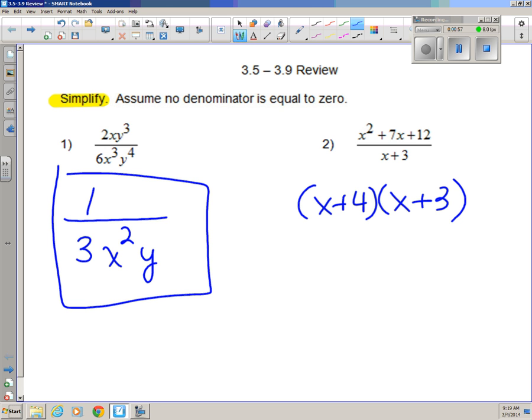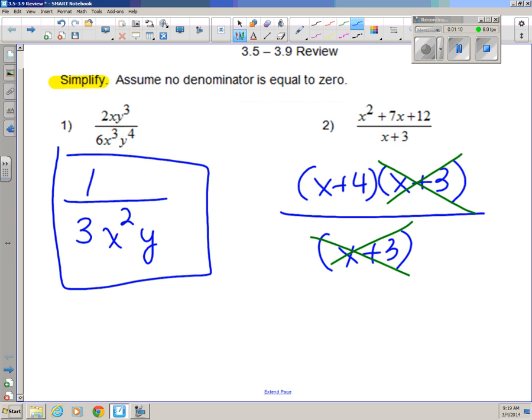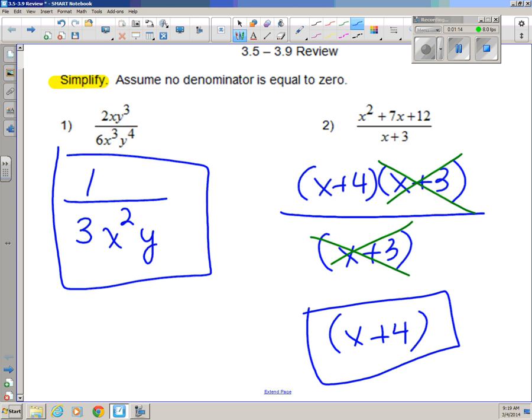The bottom is a polynomial, or a binomial to be more specific. I'm going to put that in parentheses. And the fact that these entire binomials are identical, I can get rid of them. So your final answer for number 2 just becomes the binomial x plus 4. You don't need to put in the parentheses. I just think you really should.